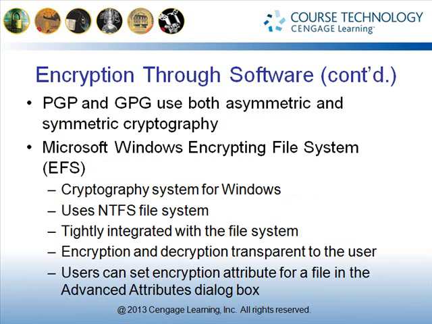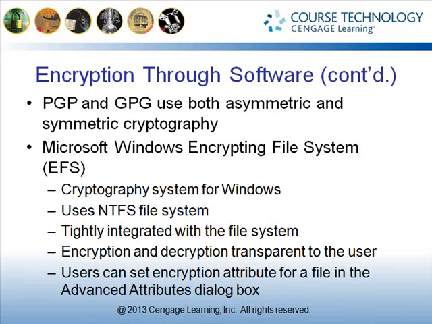The Microsoft Windows Encrypting File System. This EFS is a cryptographic system for Windows operating systems that uses the Windows NTFS file system. Now, EFS is tightly integrated with the file system in Windows, so file encryption and decryption is relatively transparent to the user. A file that's created in an encrypted folder or added to an encrypted folder is automatically encrypted.